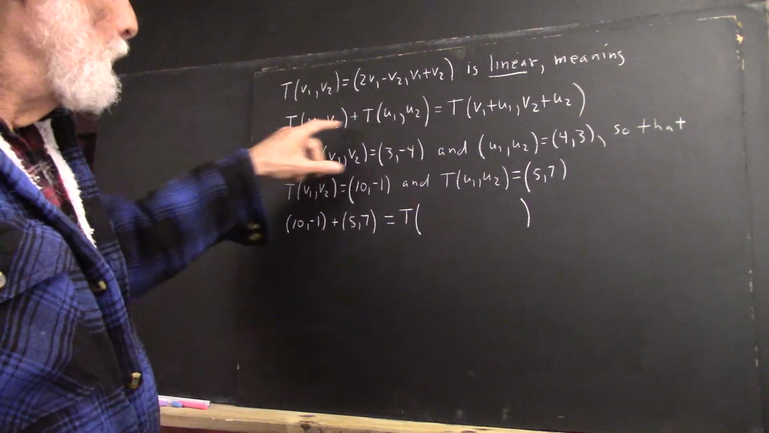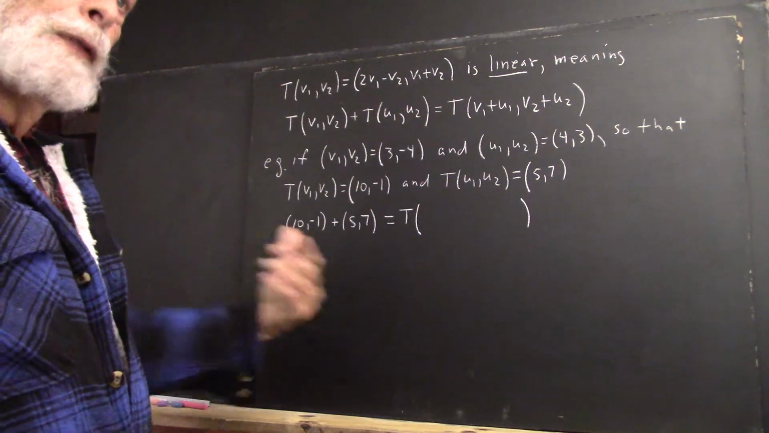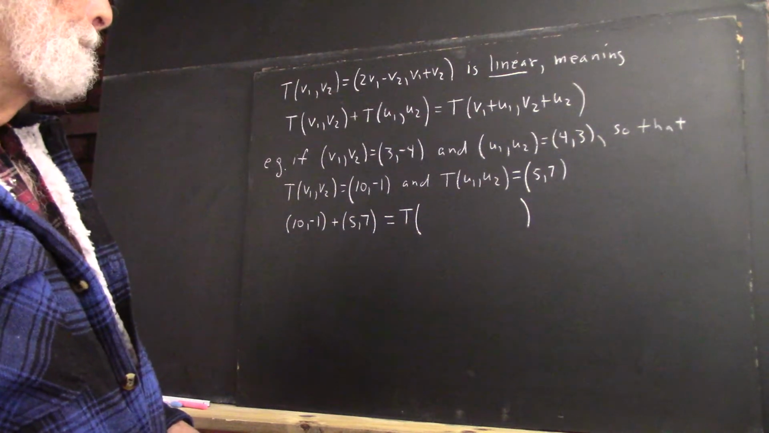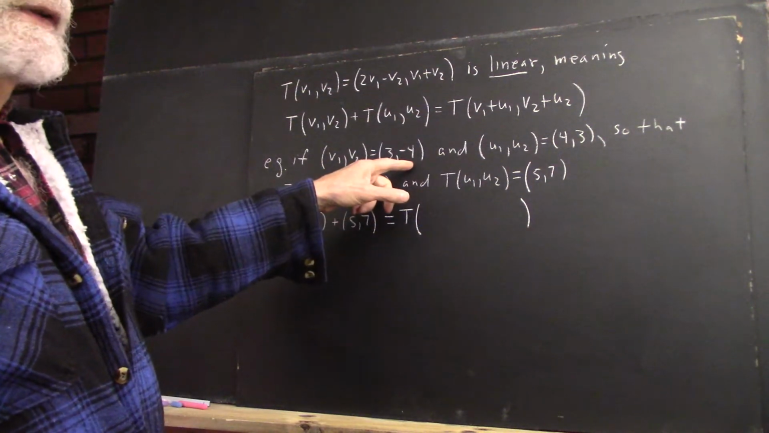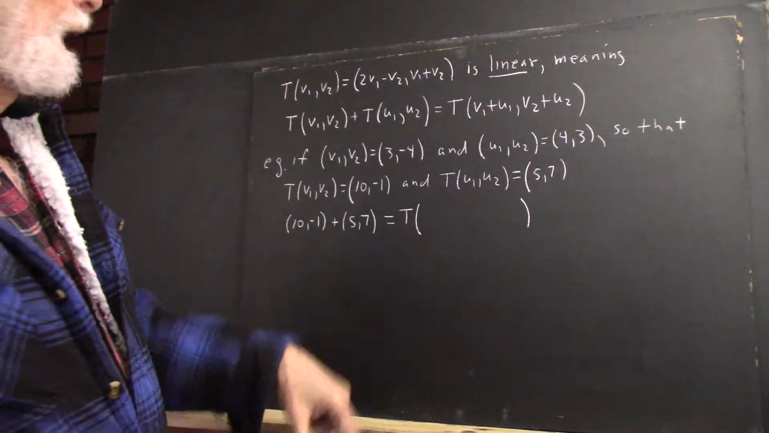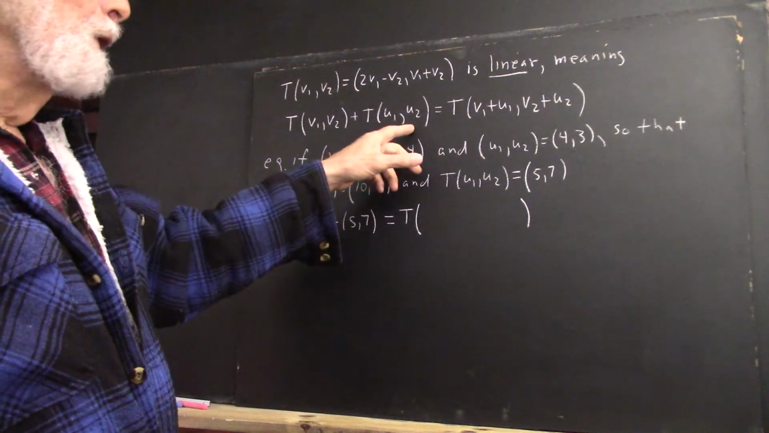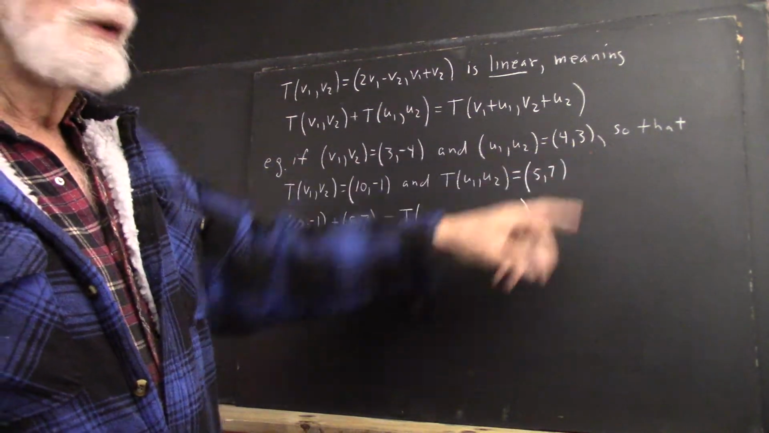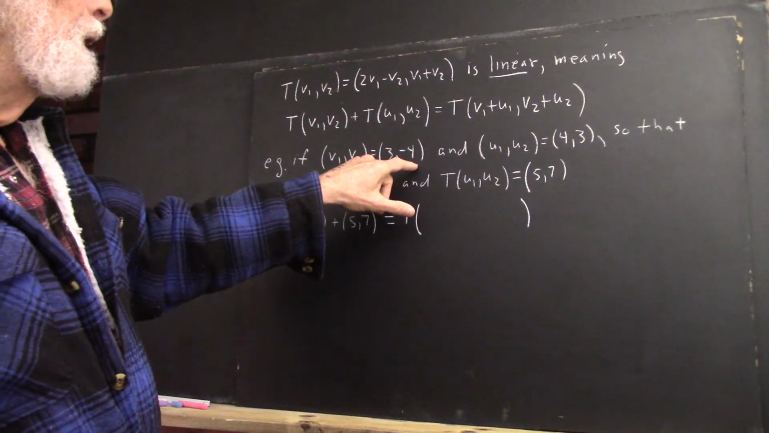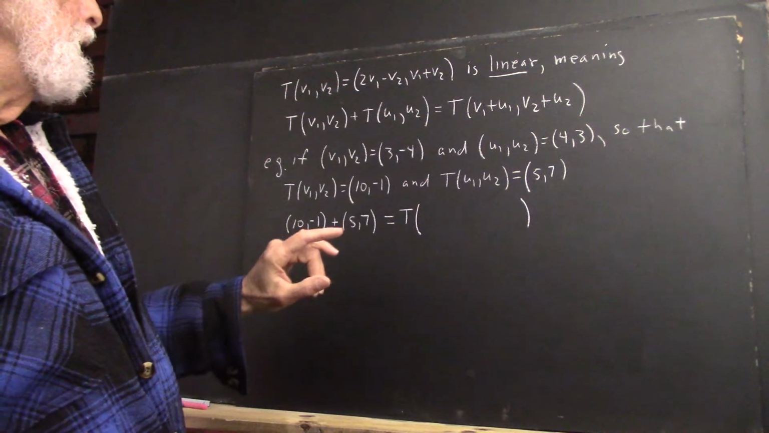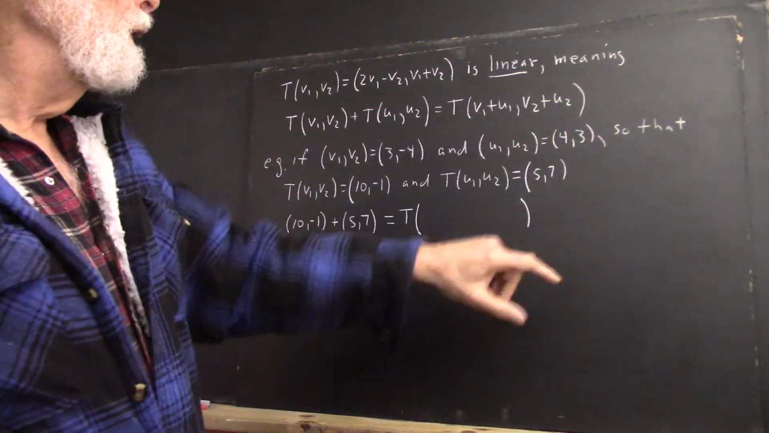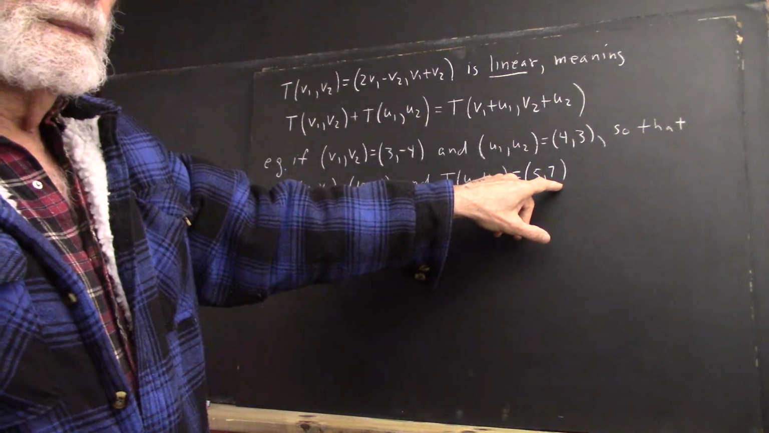Now, v1, v2 on our picture, if you recall, were 3, negative 4. And then our vector I called v hat, if its components are u1 and u2, that one was 4, 3. So again, if I transform 3, negative 4, we know that I get 10, negative 1. If I transform 4, 3, we know that I get 5, 7.